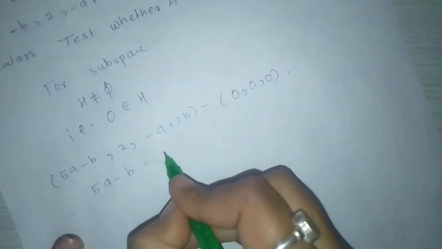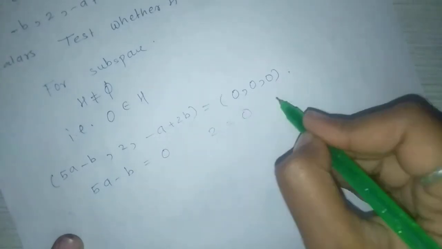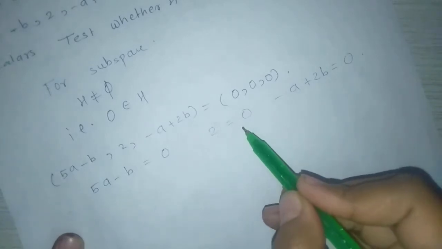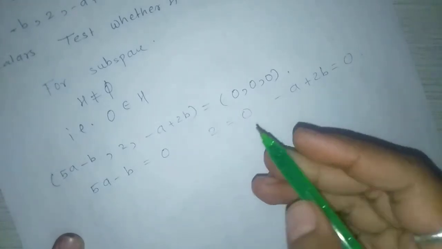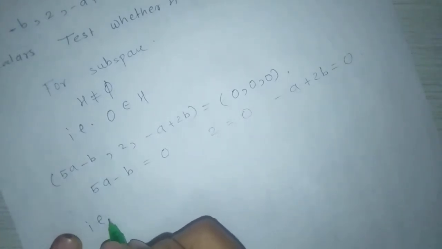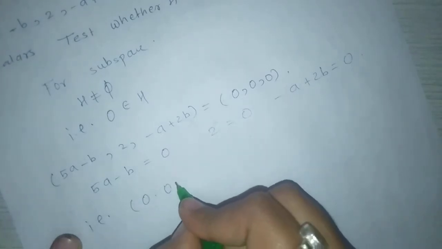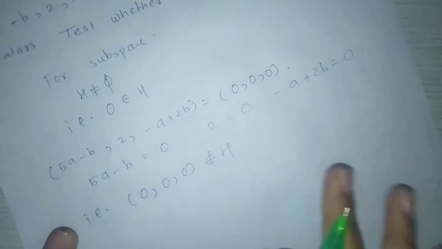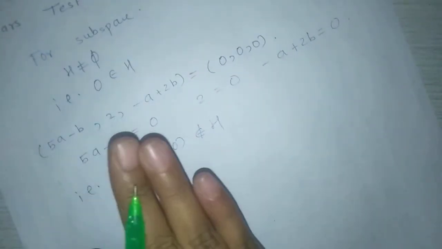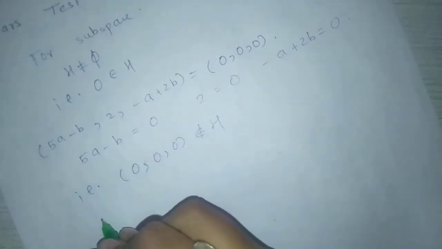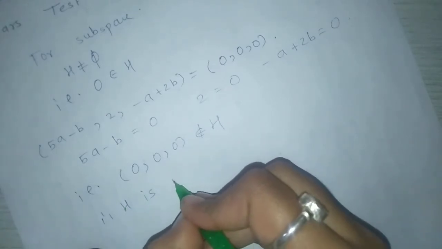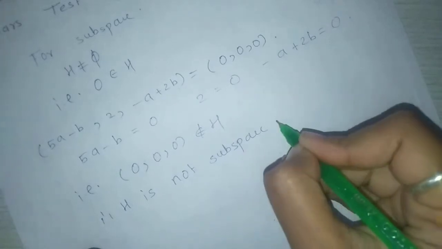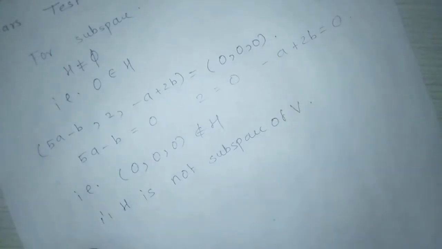5a minus b equal to 0, 2 equal to 0, minus a plus 2b equal to 0. But 2 equal to 0 is not possible, that is, (0, 0, 0) does not belong to H. First condition is not satisfied, therefore H is not a subspace of V.